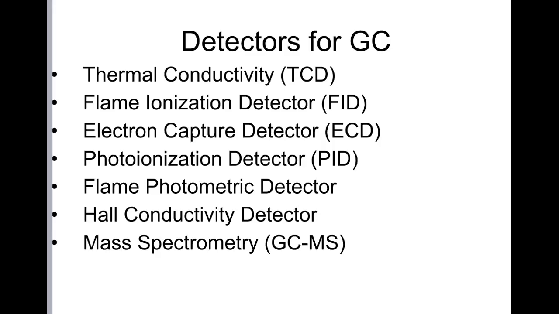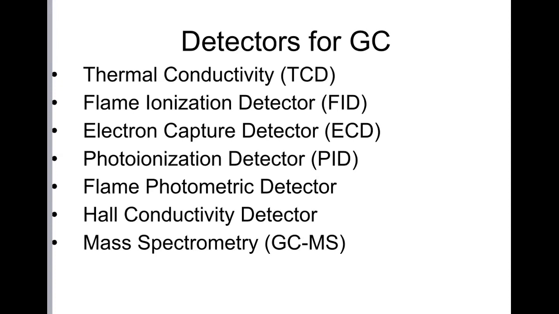All right, back at it. Let's talk about detectors for GC. We talked about column technology, we talked about temperature programming, but how in the world are we going to detect the chemicals when they elute from our GC column? We need a transducer, don't we?